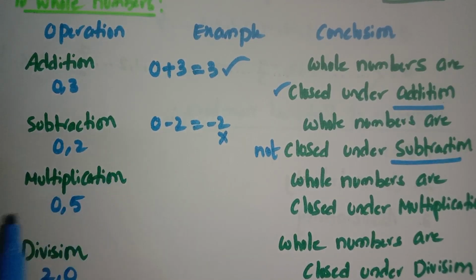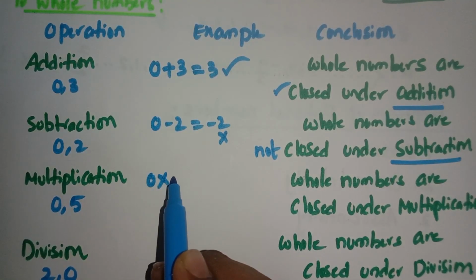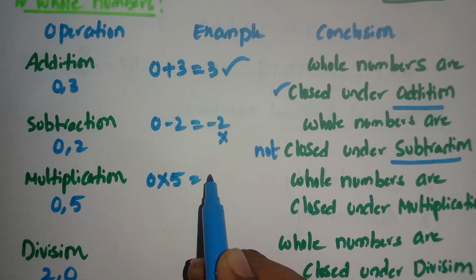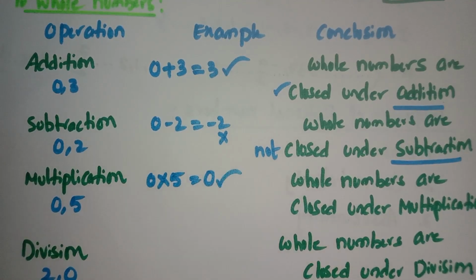Next one, multiplication. We have two inputs, 0, 5. If we do 0 into 5, that is 0, which is a whole number. Thus, we can conclude whole numbers are closed under multiplication.